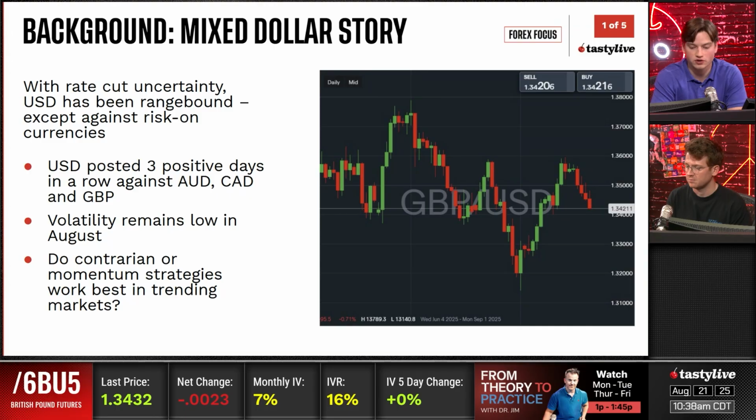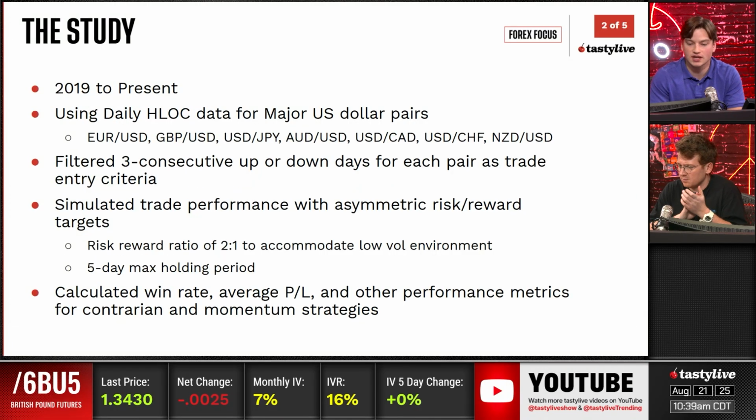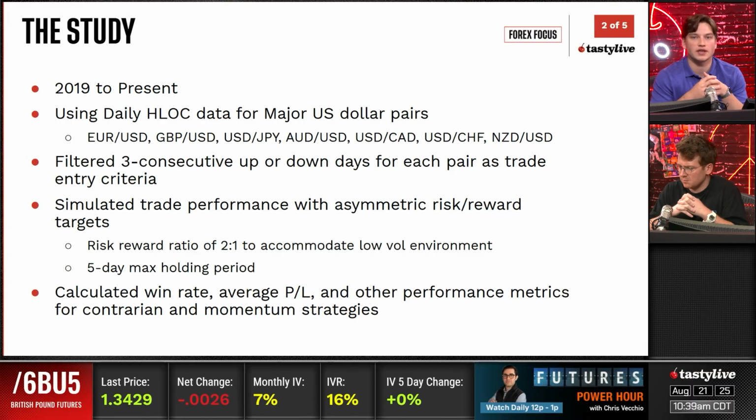So I wanted to look into whether contrarian or momentum strategies work best, especially with these trending markets. So what we did, the study here, is we looked at the past 6 years of price data using daily high, low, open, close for the major US dollar pairs, all 7 of those that we've covered so far, and looked for 3 consecutive up or down days in each of these pairs as trade entry criteria. So not necessarily requiring a pair to trend in the US dollar's direction, whether it's a US dollar slide or appreciation. We use that as entry criteria.